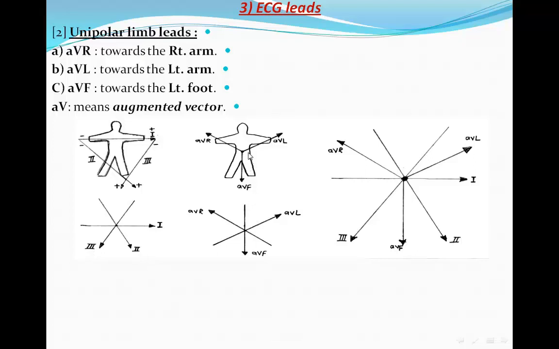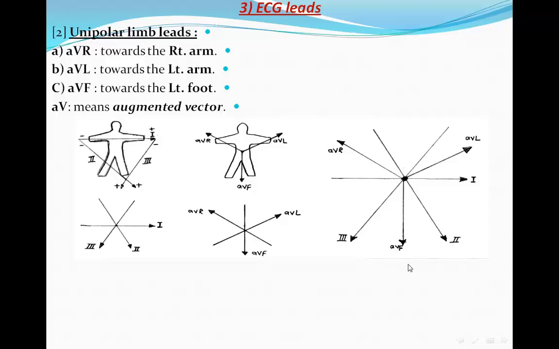The unipolar limb leads are AVR to the right arm, AVL to the left arm, AVF to the foot. And after collection, it will give us this illustration. AVF looking down, AVR looking to the right, AVL looking to the left. If we collect all of the six leads in one illustration, it will give us this shape. We will need this later on. 1, 2, 3, and AVR, AVL, AVF.